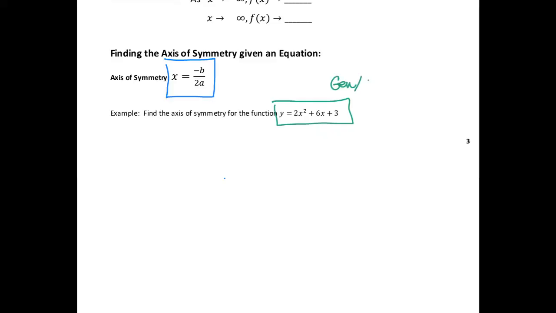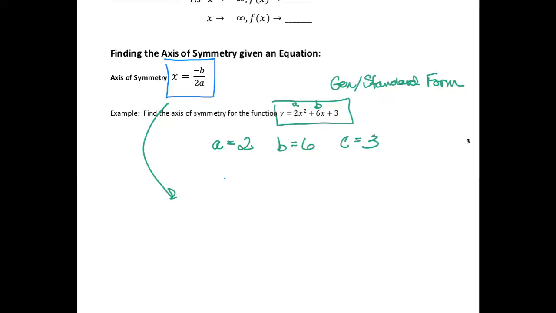Yeah, you just learned it. This is general standard form, which gives you the A, B, and C's. This is general standard form. So my A value is always what goes with the x squared. So A is 2. B goes in front of the x value. B is 6. And C is 3.